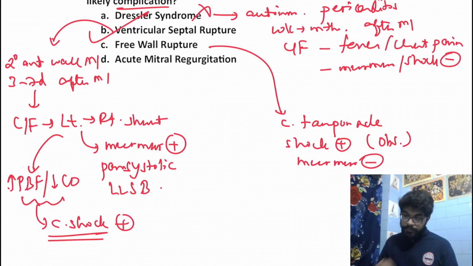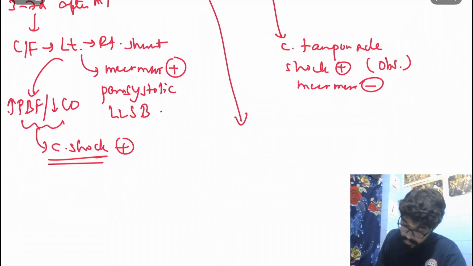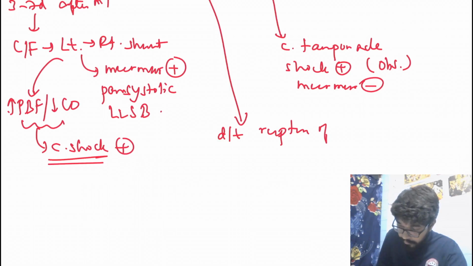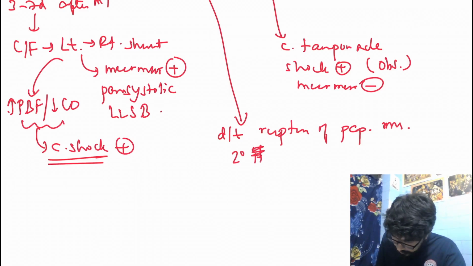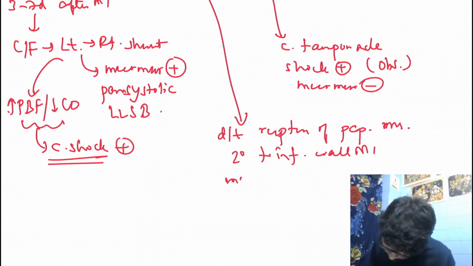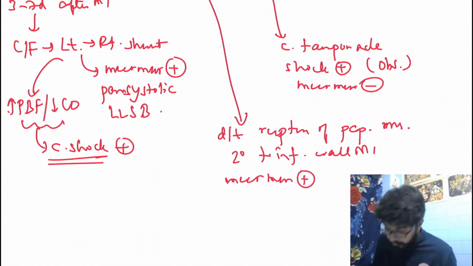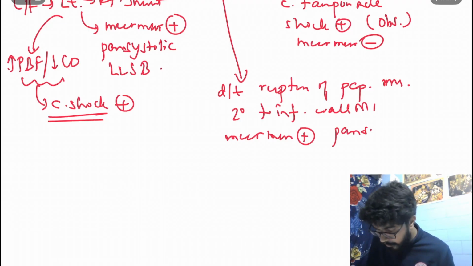Over here, acute mitral regurgitation, which is due to rupture of the papillary muscle, right? Remember that this is secondary to inferior wall MI. Over here, we would get a murmur of mitral regurgitation. The murmur of mitral regurgitation is a pansystolic murmur.